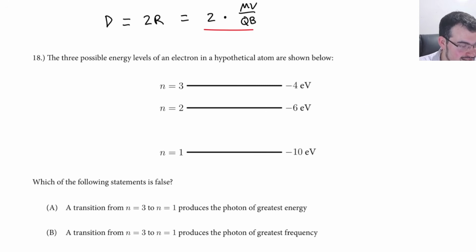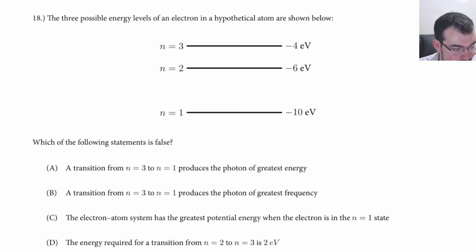All right, 3 possible energy levels of an electron are shown. So this is sort of our Bohr model of hydrogen. Which of the following statements is false? All right, so transitioning from 3 to 1 produces the greatest energy. Well, if I go from 3 to 1, I'm definitely falling the most rungs on my ladder, right? Think about this as like height. So if I drop a ball, its speed would definitely be the greatest if I drop it from 3.